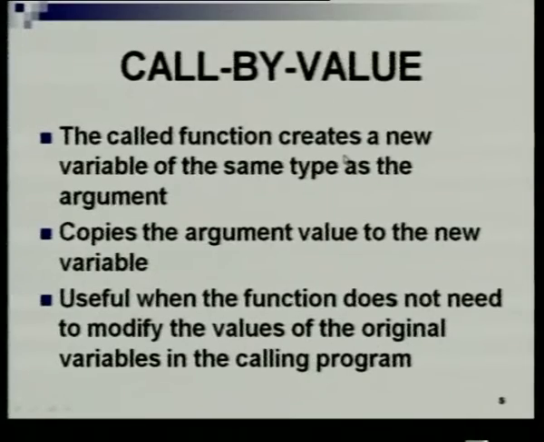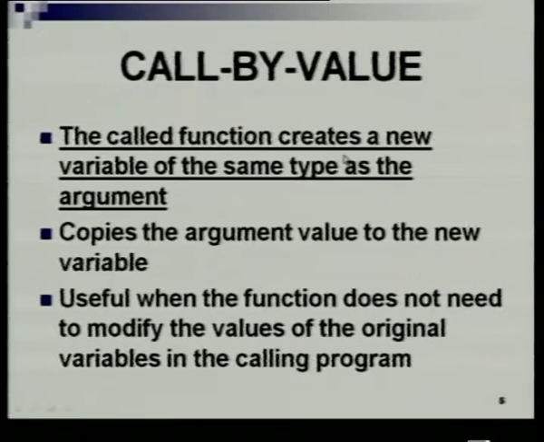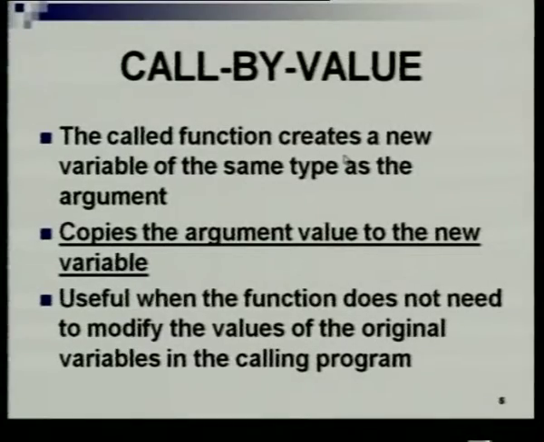Now, what are the basic features of the call by value method? The called function creates a new variable of the same type as the argument. So, whatever data members the function involves, it creates a new copy of those parameters. It copies the argument value to the new variable. So, there is only one argument, but it creates another copy of that, and the value of the actual argument is passed on to the argument that is newly created.